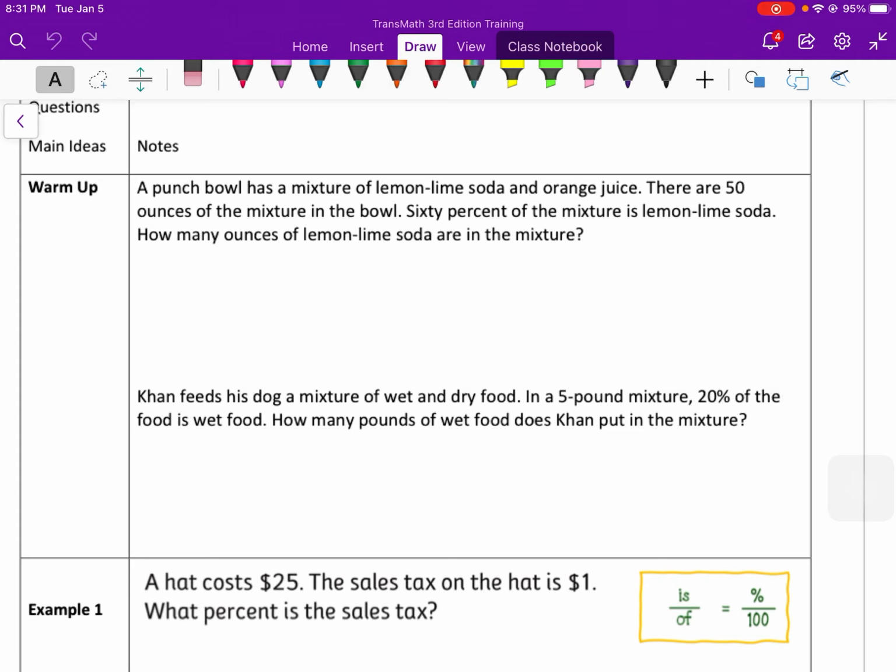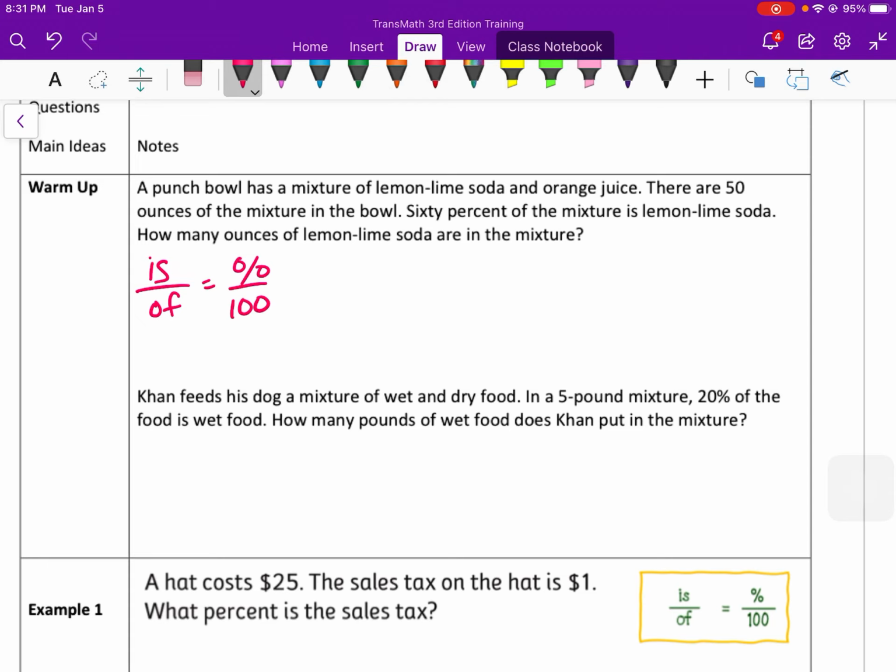A punch bowl has a mixture of lemon lime soda and orange juice. There are 50 ounces of mixture in the bowl. 60% of the mixture is lemon lime soda. How many ounces of lemon lime soda are in the mixture? So we can use the formula is over of equals percent over 100 again.